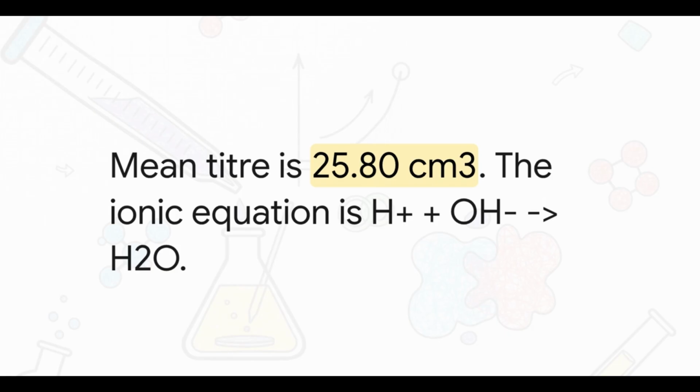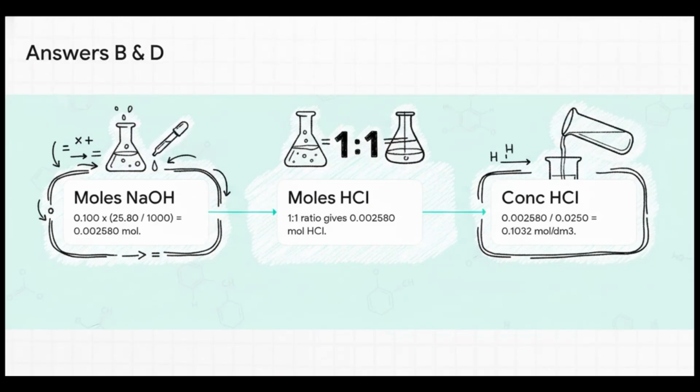For part C, the ionic equation is just the standard strong acid-base reaction. H plus aqueous plus OH minus aqueous yields H2O liquid. Now let's walk through the calculations in parts B and D. Step 1, moles of NaOH. We take our concentration of 0.100 and multiply it by our mean titer of 25.80 divided by 1,000. That gives us 0.002580 moles.